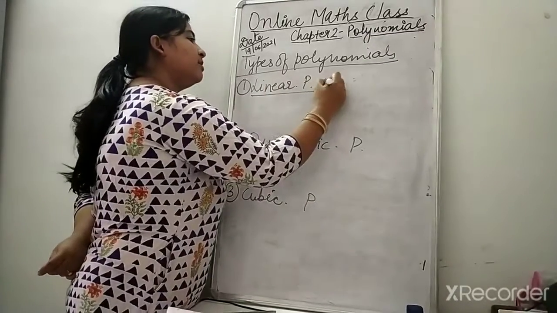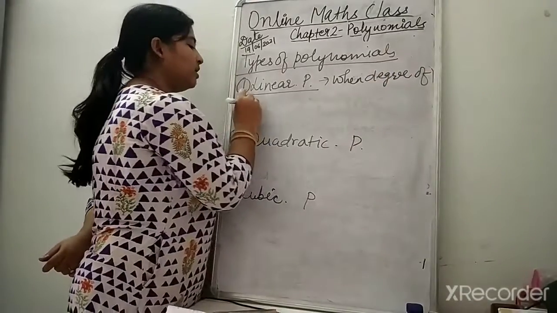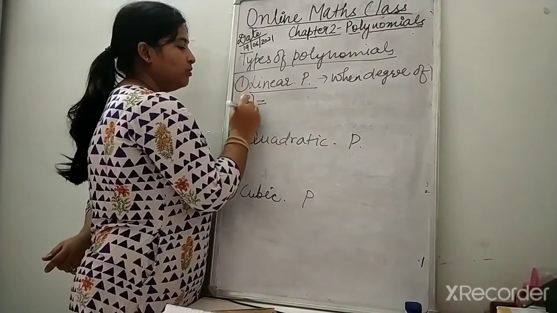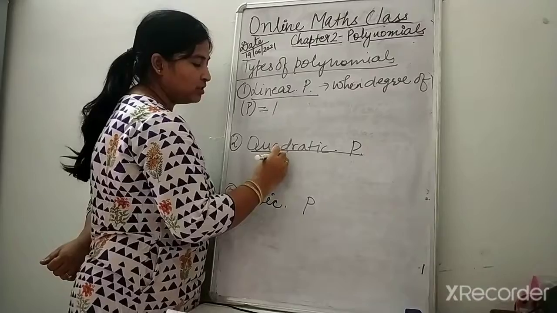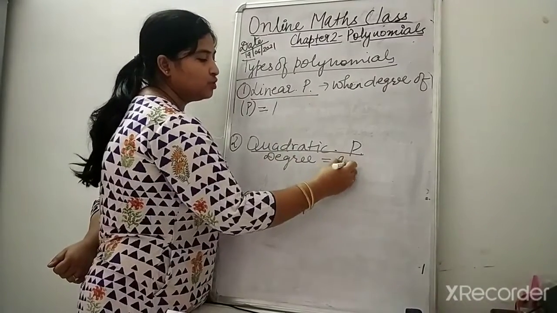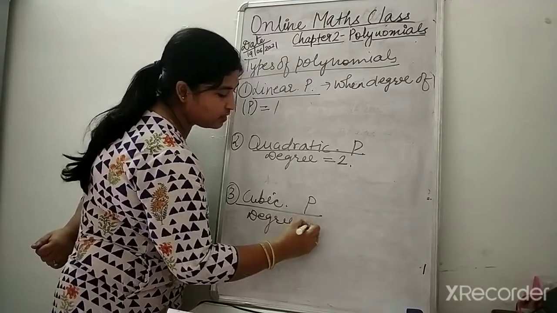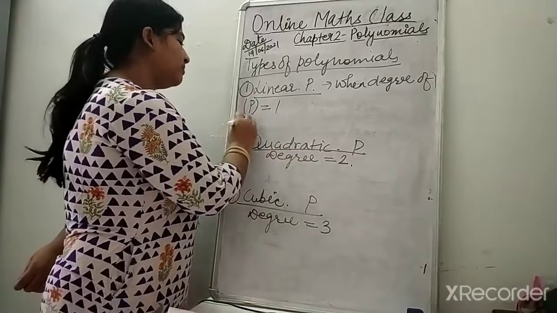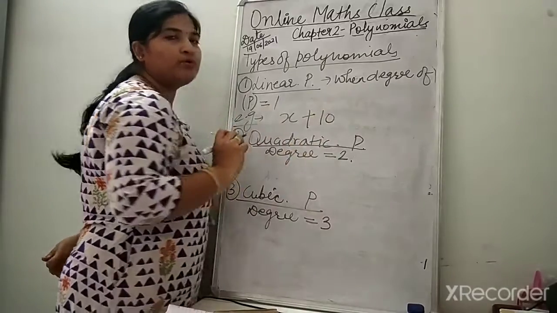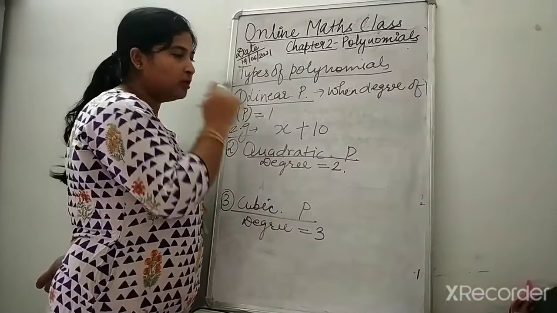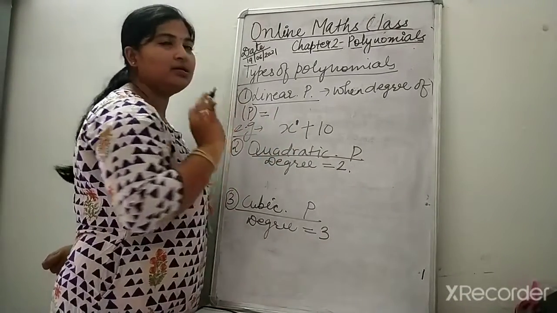Linear polynomial: when the degree of the polynomial, P stands for polynomial, is equal to 1. Quadratic: when the degree of the polynomial is 2. And in cubic, when the degree of the polynomial is 3, then it is a cubic polynomial. For example, x plus 10. Now tell me what is the highest power of the variable. You can see that x has highest power 1, so it will be a linear polynomial.